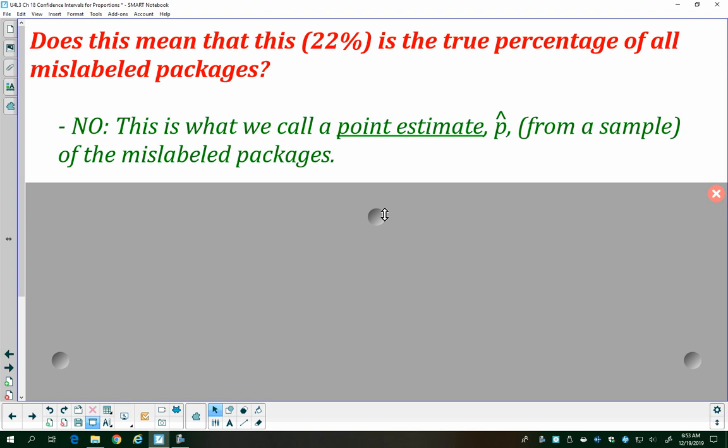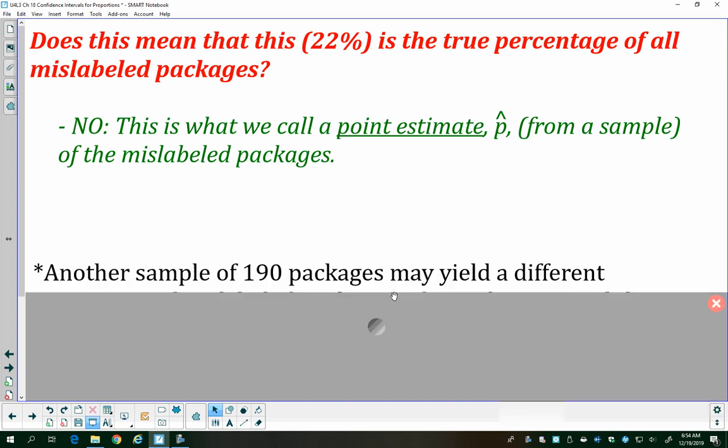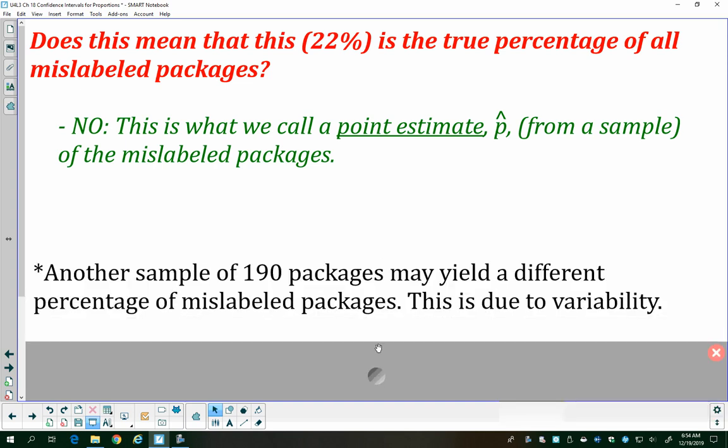What we would do is we call this a point estimate. It's an estimate of the true percentage, but it's not the actual true percentage. We've only taken a sample of 190 packages. And so if we were to have sampled another 190 packages, we probably would have gotten a different percentage of packages that were mislabeled. There's variability that exists in the world, and so that's why we can't say for sure that 22% is the exact percentage of all mislabeled packages.